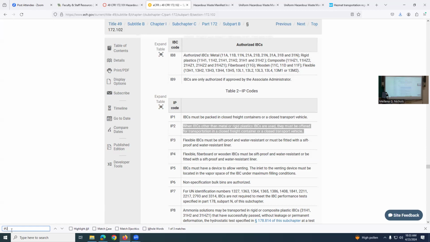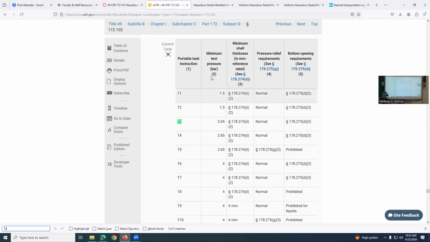Now the next one is going to be in the T's, it's T3. This one is saying that the container has to be able to meet a minimum test pressure in bar. This is basically giving you the minimum standards for performance that it's going to be rated for. Okay, so the minimum thickness, minimum pressure, bottom opening requirements, if it has any, it's going to tell you where that other information is, okay? So this one, again, it tells us minimum pressure bar, 2.65, minimum shell thickness.